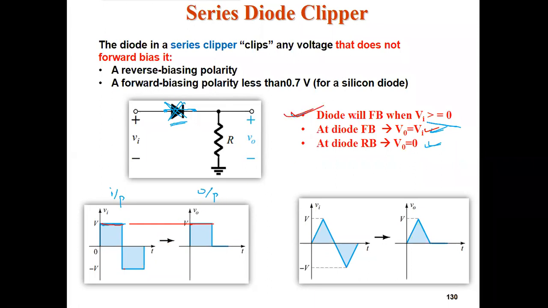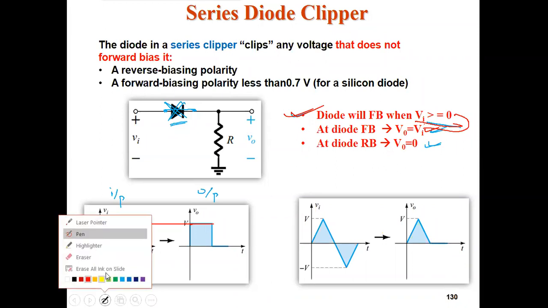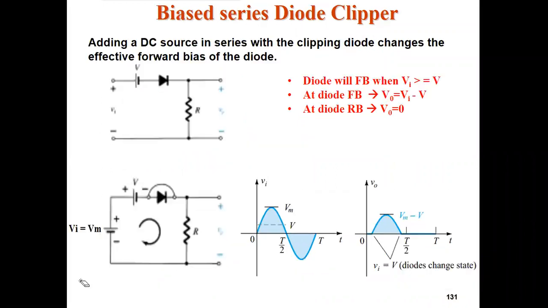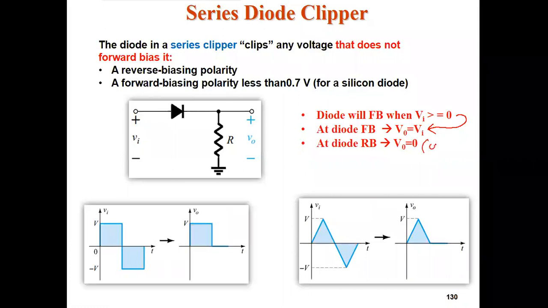You first get this condition, the first line: when Vi is greater than 0, the diode is forward biased. So when this is satisfied, for any input when Vi is greater than or equal to 0, at that time your V0 equals Vi. Okay, so if the first line is satisfied, then V0 equals Vi, else your V0 equals 0.